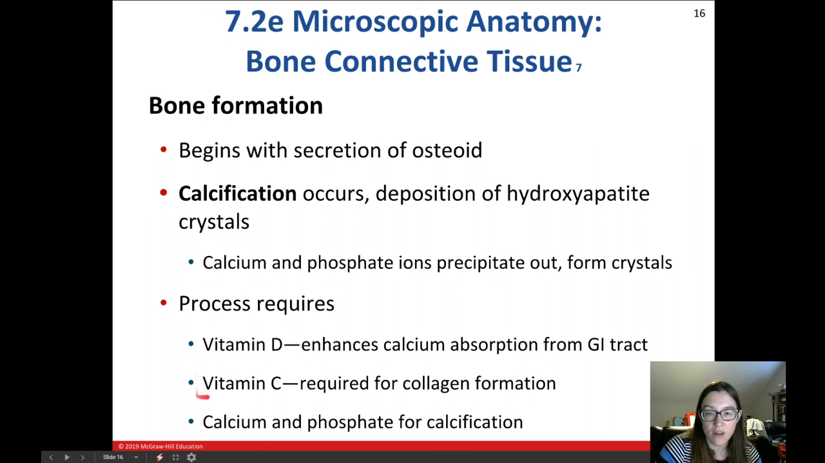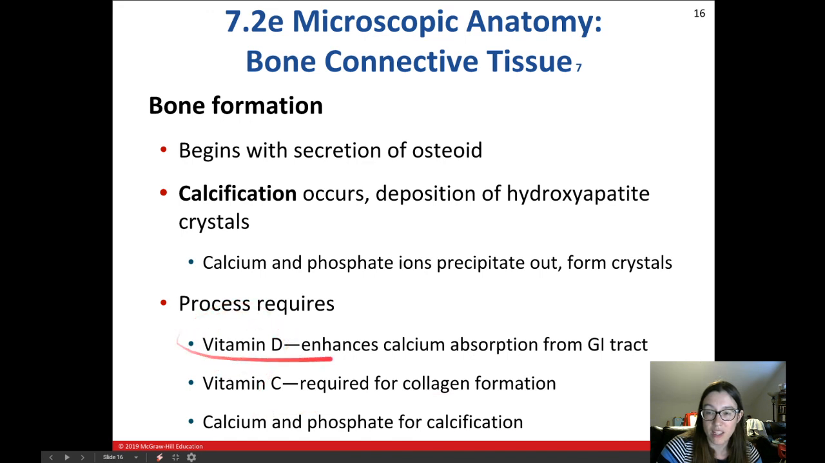Vitamin C is another important vitamin. Vitamin C is required for collagen formation. And remember, we mentioned this when we talked about collagen. We said that a lack of vitamin C is going to cause scurvy, right? So thinking about the pirates and the lemons and things. So we need to make sure to eat lots of fruits and vegetables that are rich in vitamin C so that we have enough vitamin C for collagen formation.